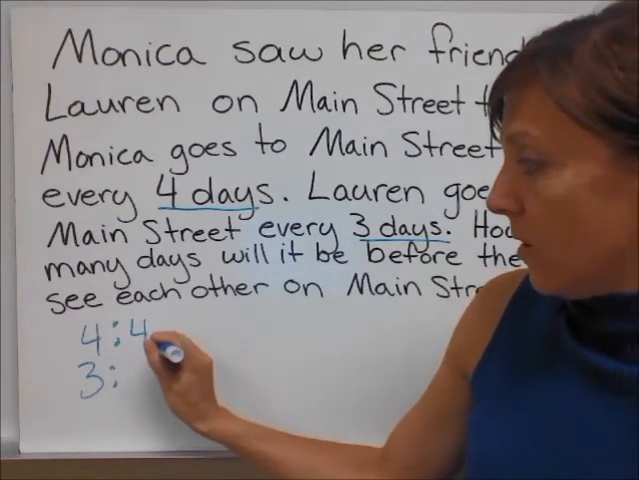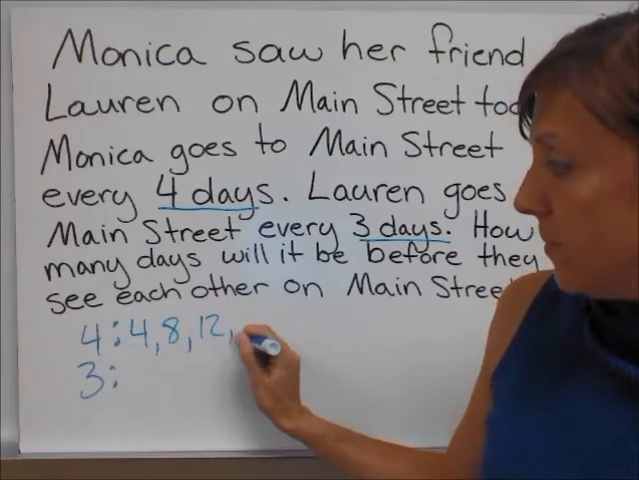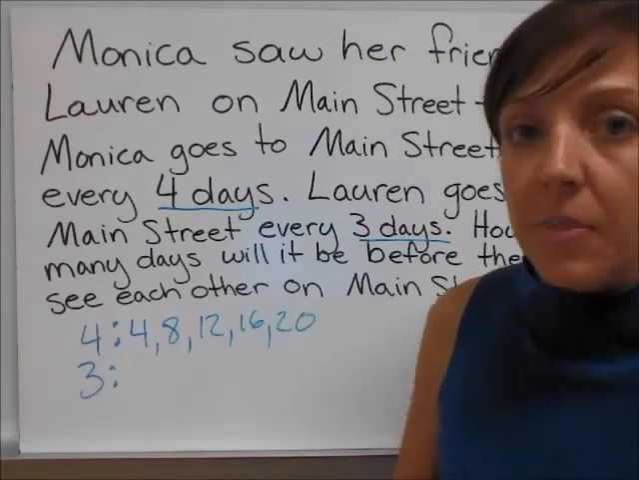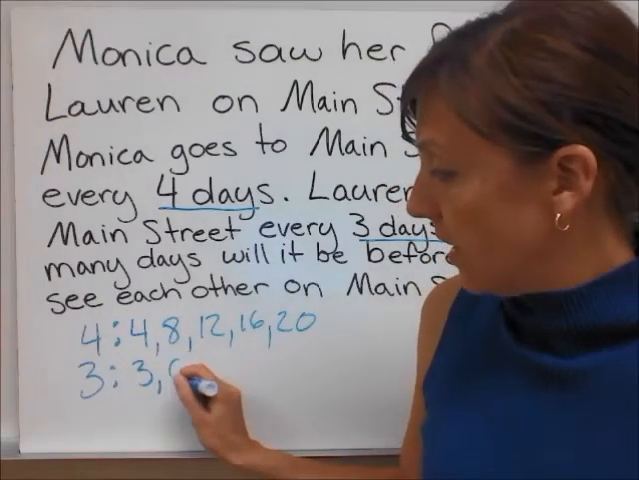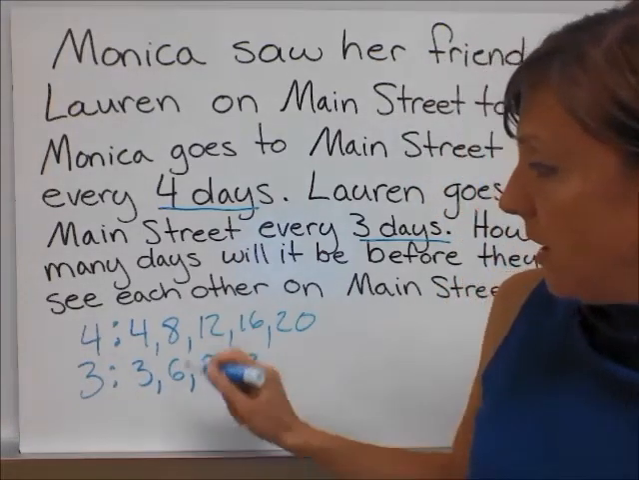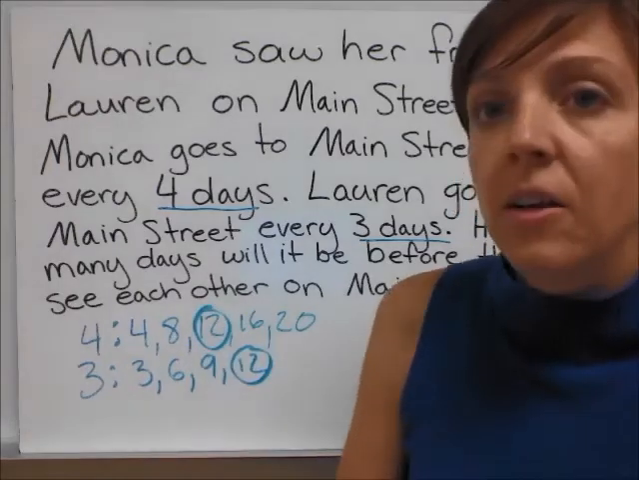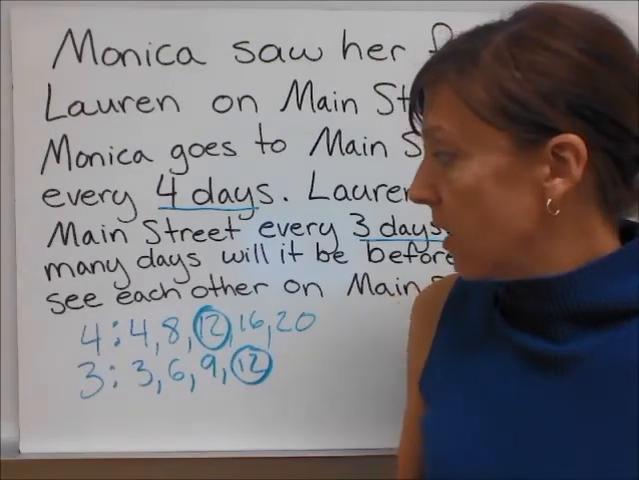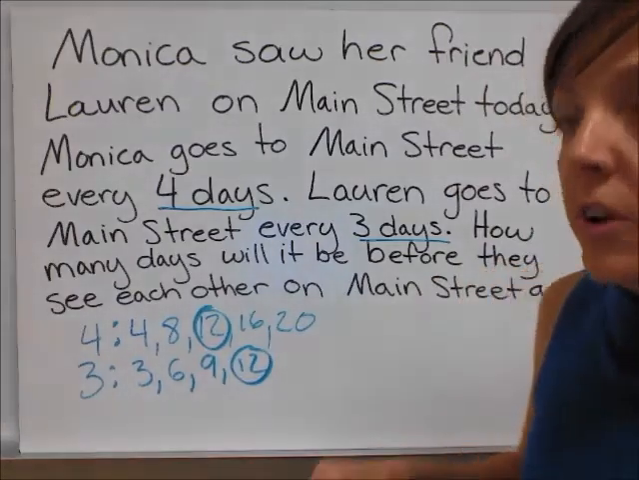Let's count 4, 8, 12, 16, 20, and I'm going to stop there. Let's go to 3. 3 times 1 is 3, times 2 is 6, 9, 12, and I see a number that they both have in common. I can stop when I find that common or shared multiple. So in 12 days, they will see each other again on Main Street.